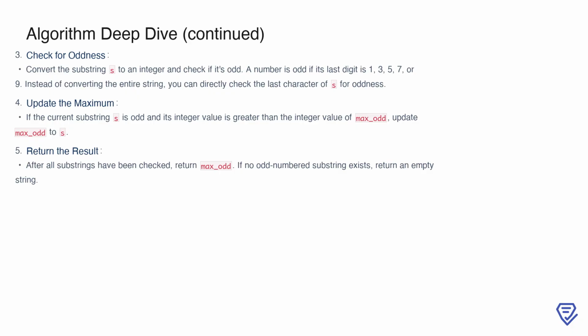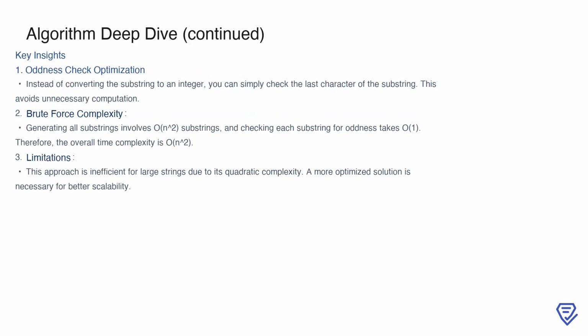While this approach works for smaller inputs, generating all substrings and checking each of them for oddness is not efficient, especially for strings with large lengths. This limitation prompts us to explore more optimized methods. To improve our solution, we can make a few observations. First, checking oddness can be optimized by avoiding unnecessary conversions. Instead of converting a substring to an integer, we can directly examine its last character to determine if it is odd. This small optimization reduces computational overhead.